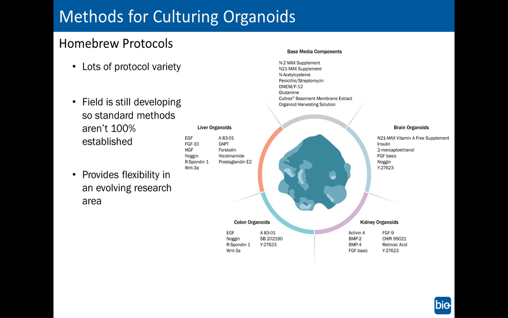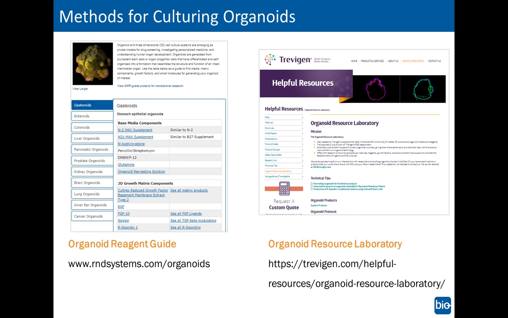And so the field is developing, and this is good in that you can establish your own protocols and tailor them according to your needs. And so you can use different resources, look in the literature, or come to our webpage for a good starting point. We have an Organoid reagent guide, and in this tabulated spreadsheet, you can click on the organoid of interest, such as intestinoid or liver organoid, and it'll direct you to base media components and growth factors and small molecules that you would need for these types of cultures. And this is a good starting point.